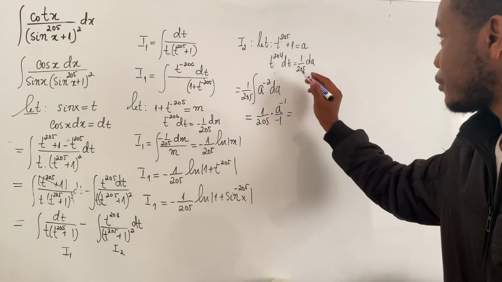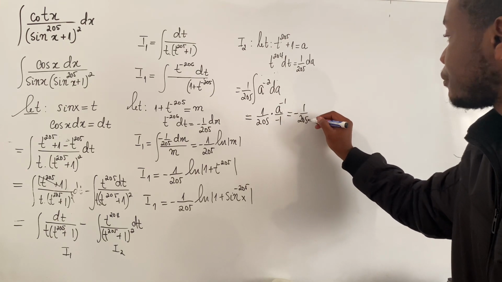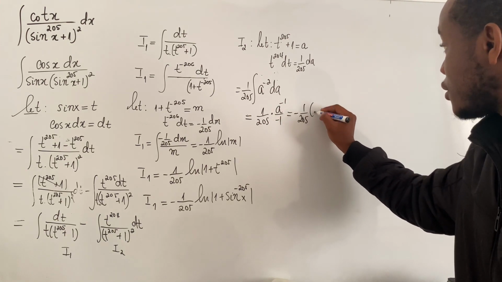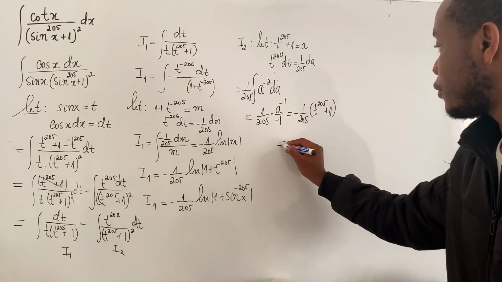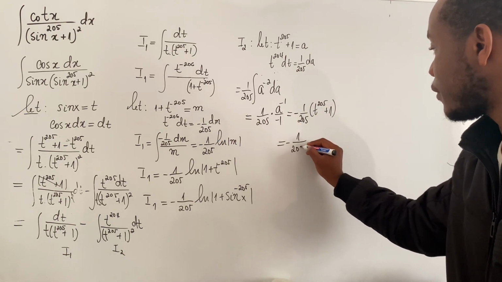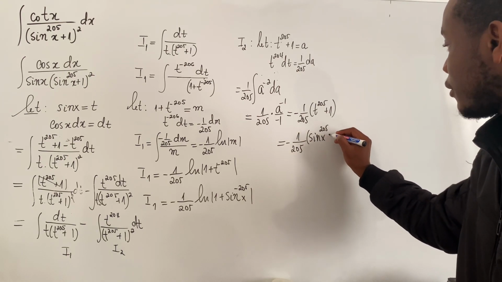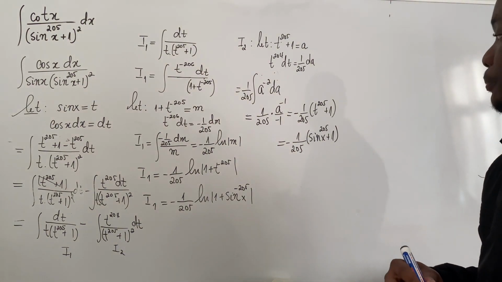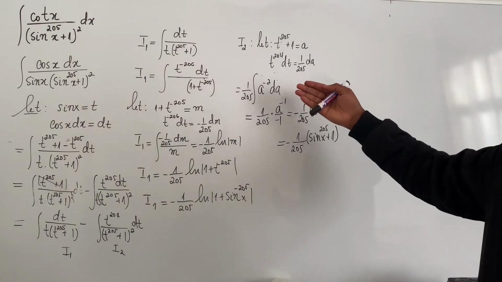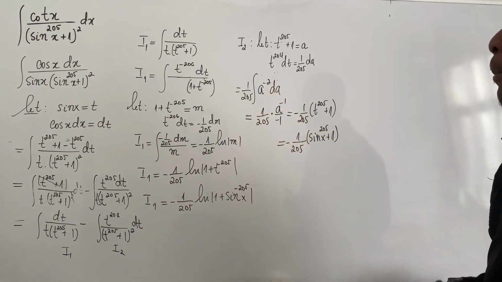We said it's going to be minus 1 over 2 under 5 times t to the power 2 under 5 plus 1. But the value of t is sine x, so it's going to be minus 1 over 2 under 5 times sine x to the power 2 under 5 plus 1. But the thing is, we were not given the problem with respect to a or t, that's why we substituted and we replaced it back. But what is our solution?